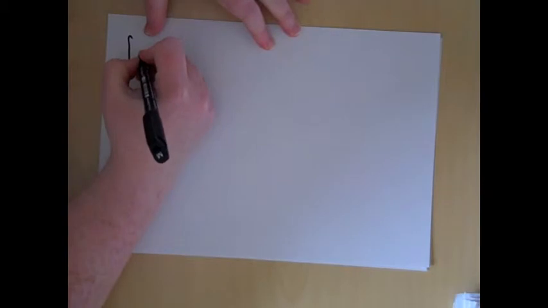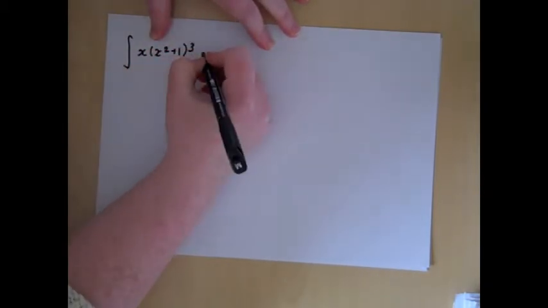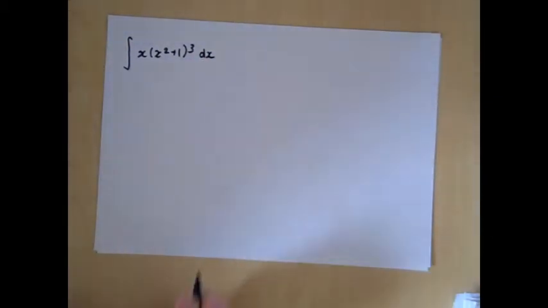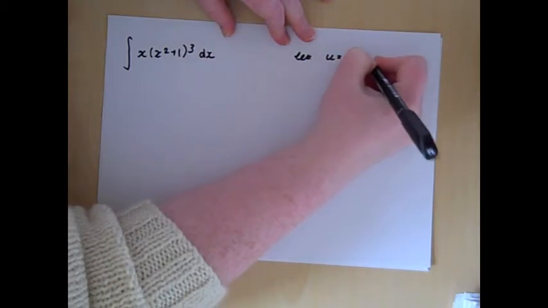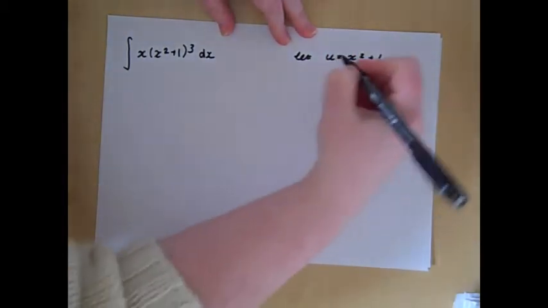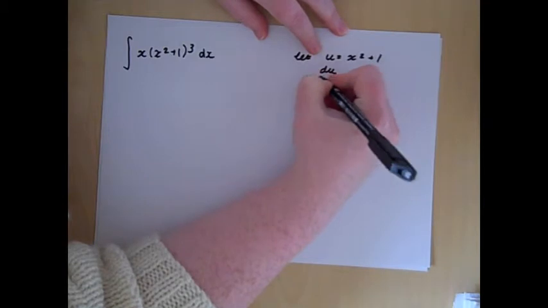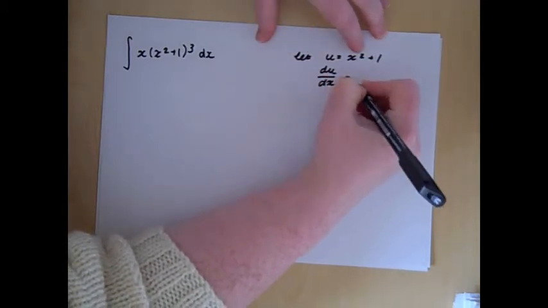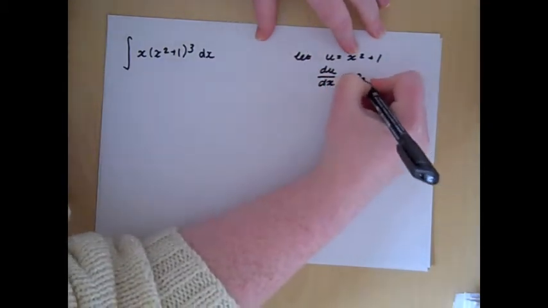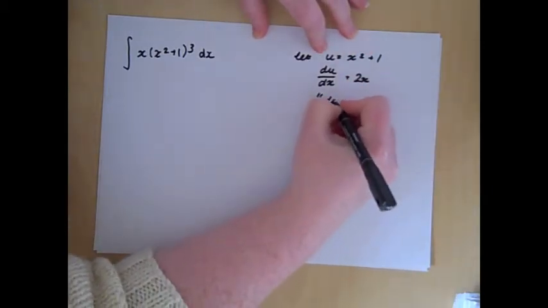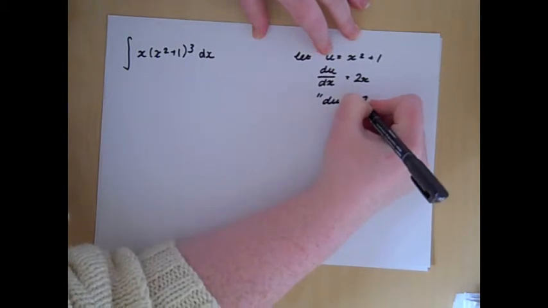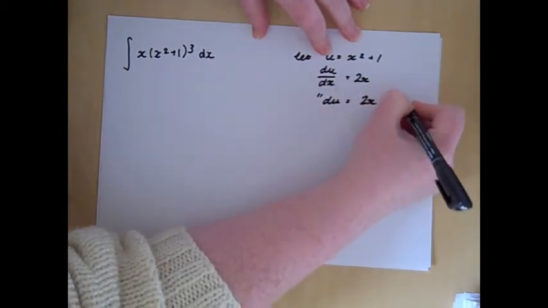So just to do another example, the integral of x into x squared plus 1 cubed dx, and I've given the substitution of let u equal x squared plus 1. So what I need to do is work out what du by dx is. So that's going to be differentiate x squared, that's going to be 2x, differentiate 1, that's just going to become 0. And so du is equal to 2x dx.